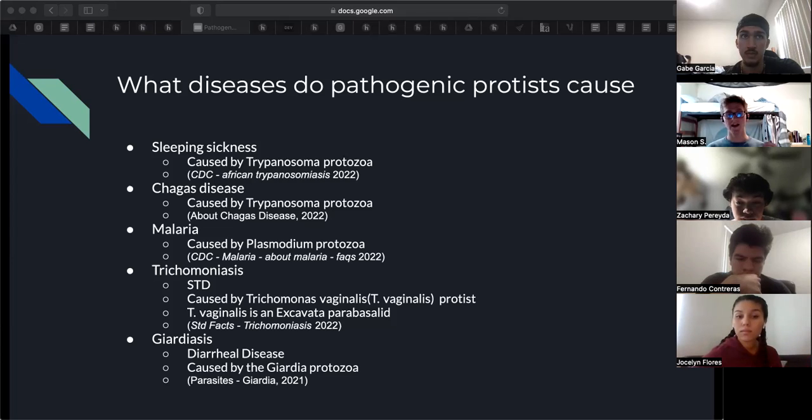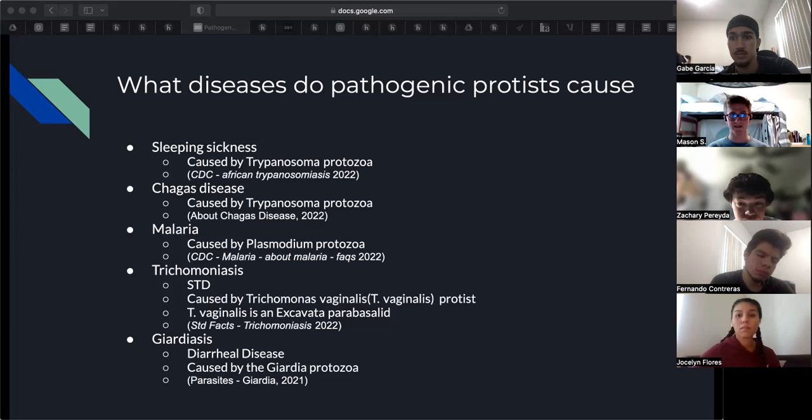So next up, we've got giardiasis. Giardiasis is a diarrheal disease, and as such, the symptoms are rather gross. They're fatigue, cramps, and diarrhea. Most cases of giardiasis, however, clear up on their own within 2 to 6 weeks. And so those are all our diseases.